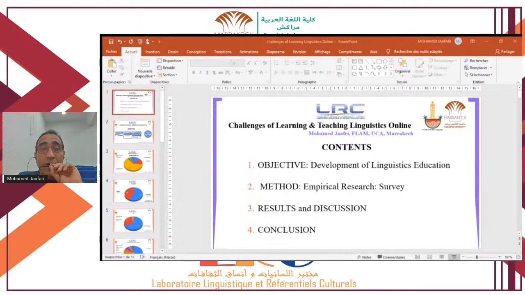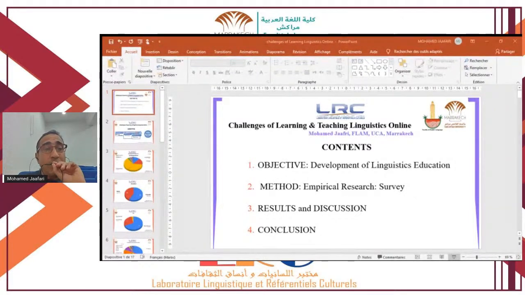Now the languages. The question that was asked is, what is your language of study, or if you are a professor, what is the language of instruction? So the languages were Arabic, English, French, and Spanish, but the majority were Arabic, English, and French. This concerns English: 12 people who are specialized in English.